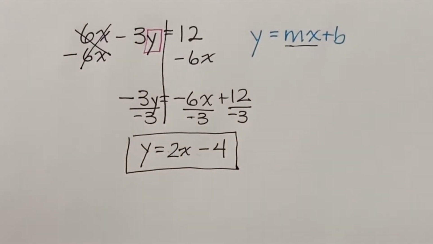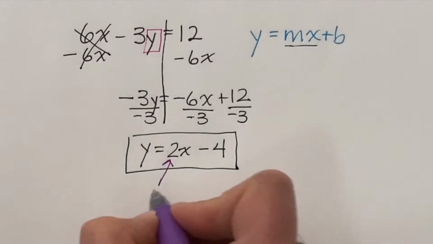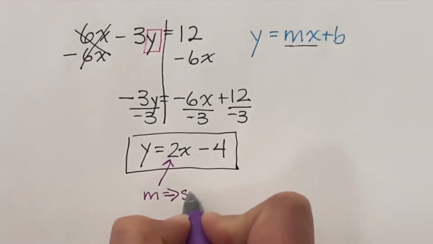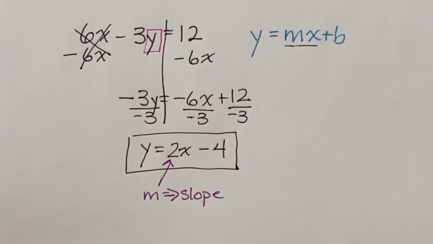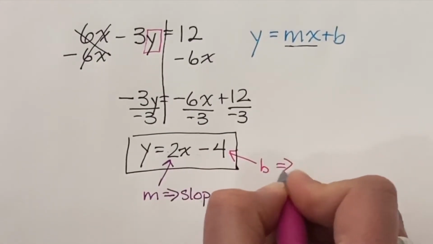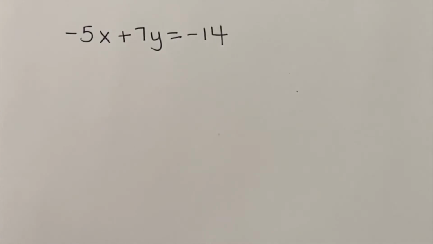And just so you are aware, the 2, the number attached to the variable, that would be your slope. So that is m, which is also known as your slope. And the negative 4, which is right here, that is the b term, and that is known as your y-intercept.